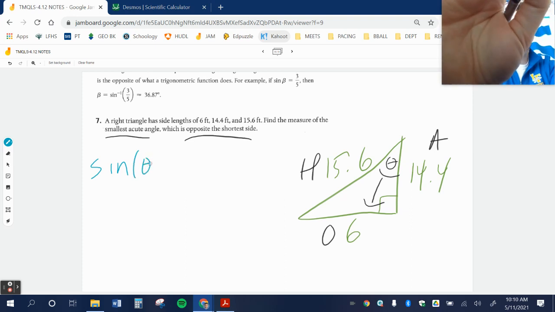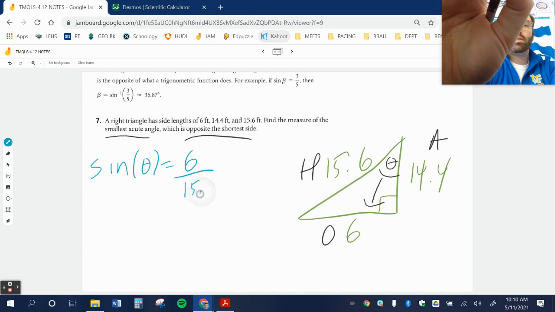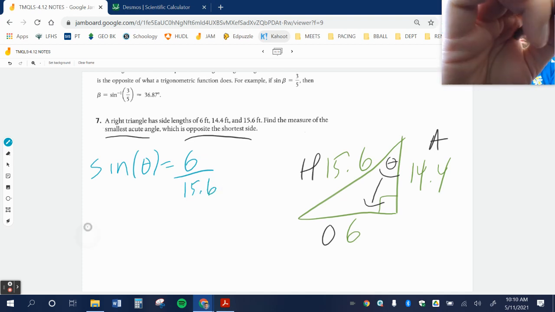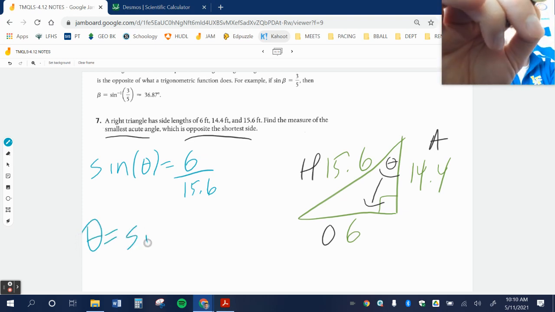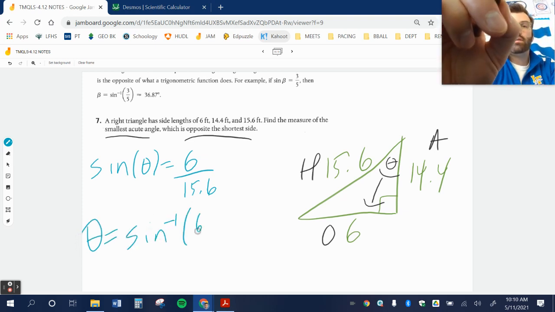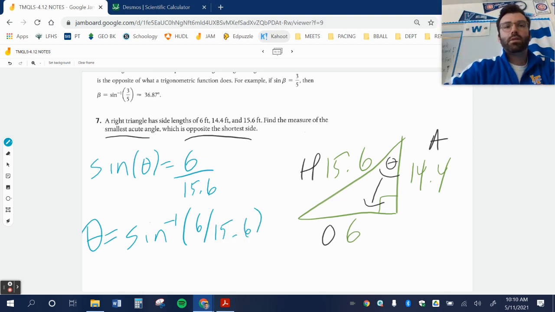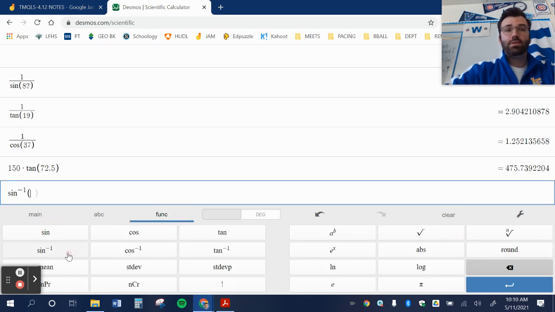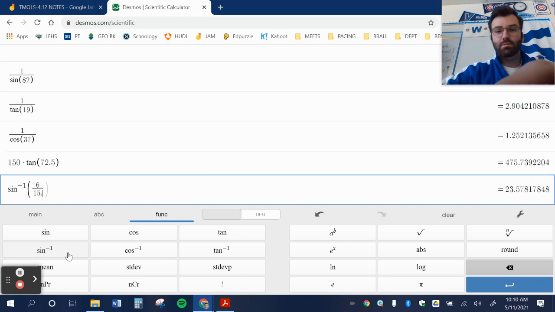Sine of theta equals 6 over 15.6. How do I find theta? Theta equals the sine inverse of 6 over 15.6. If you're using your graphing calculator, you hit second sine. If I'm using Desmos, I just go over to functions, and I see sine inverse right here of 6 divided by 15.6.